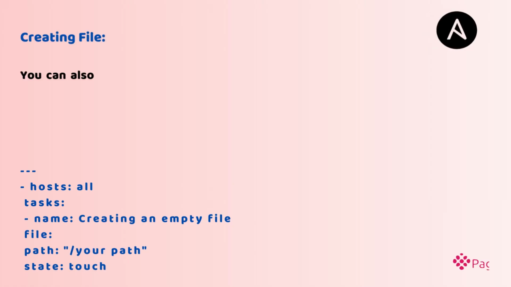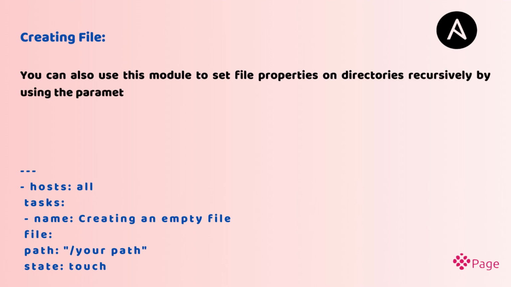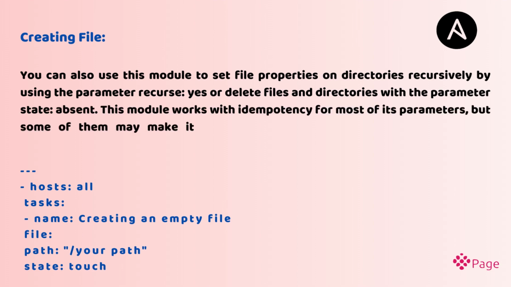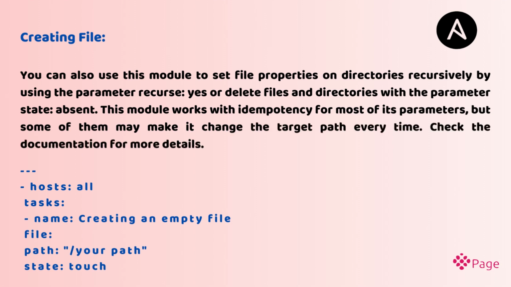You can also use this module to set file properties on directories recursively by using the parameter recurse: yes, or delete files and directories with the parameter state: absent. This module works with idempotency for most of its parameters, but some of them may make it change the target path every time. Check the documentation for more details.